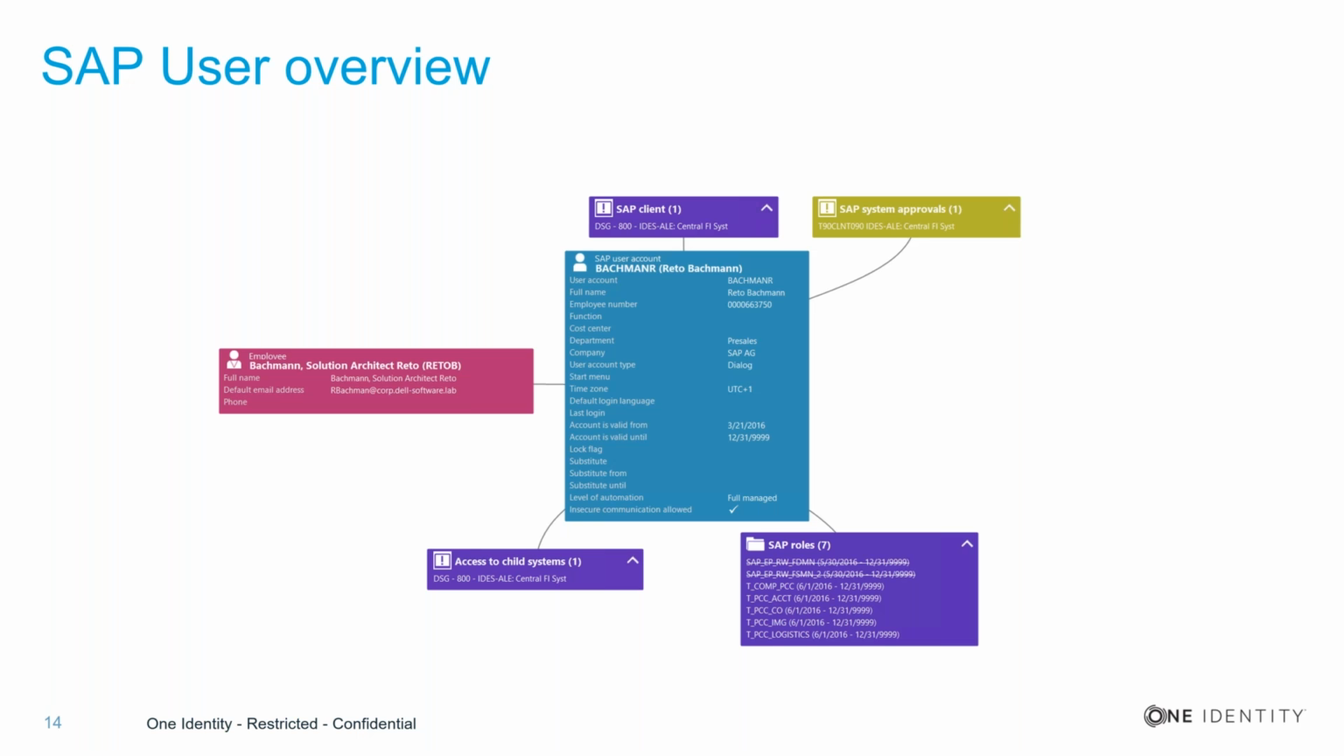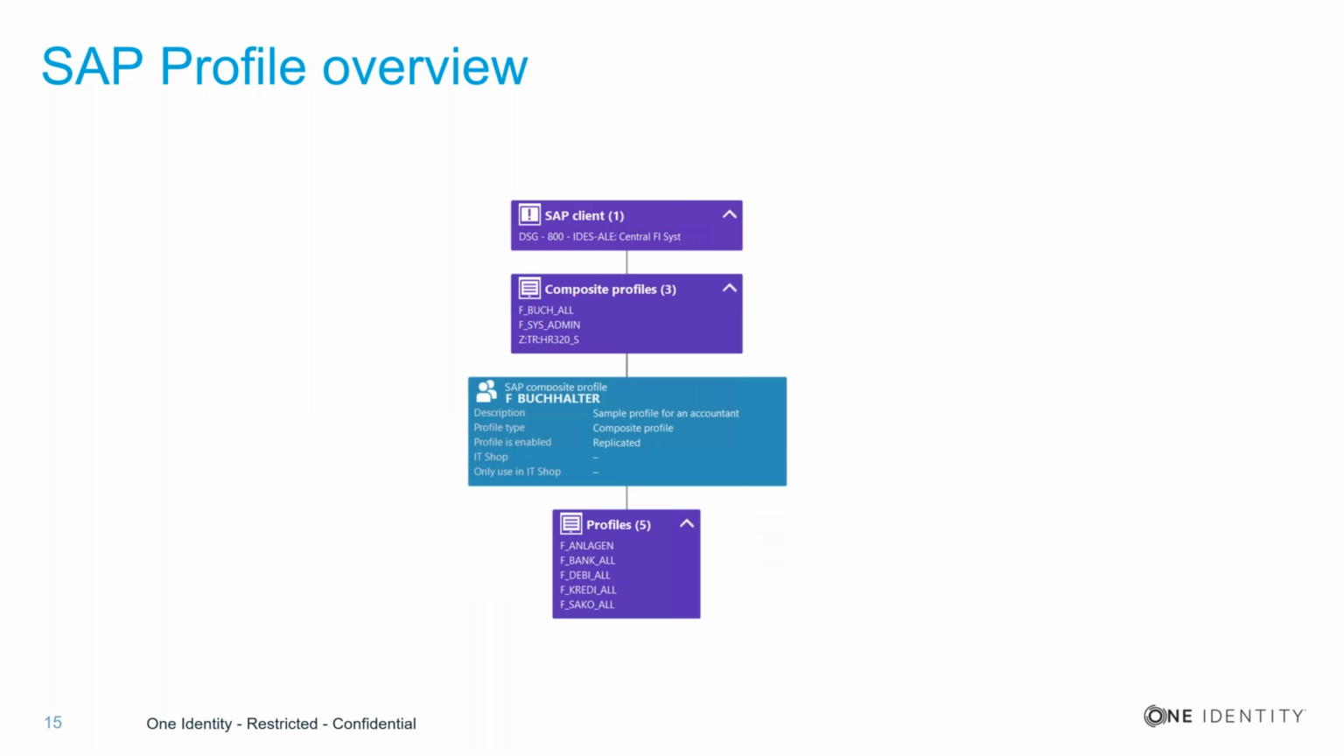Continuing with the SAP profile, we can see the overview information about SAP profiles and its relationships in the client. The overview centers on the Buchhalter profile and its relationship in that client. We can see that this profile is of type composite profile and is being contained in 3 other profiles, so also composite profiles, and itself contains 5 other profiles.